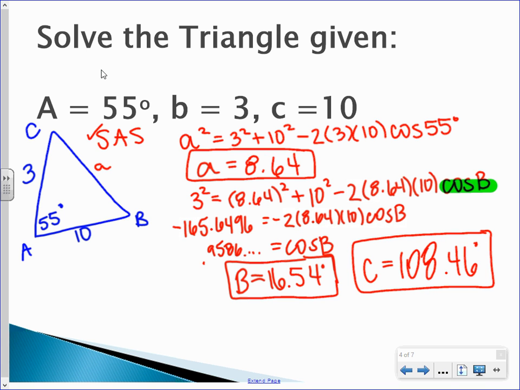Now, first of all, let's look at this triangle. Does this triangle make sense? Biggest angle across from the biggest side, smallest angle across from the smallest side. Okay?